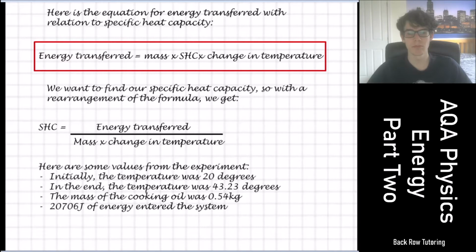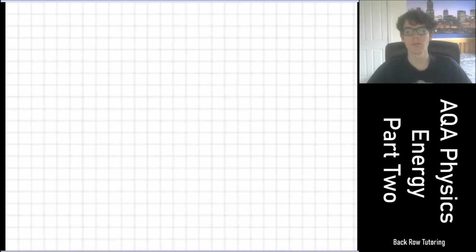And here are some values from the experiment. Initially, the temperature was 20 degrees. In the end, the temperature was 43.23 degrees, and the mass of the cooking oil was 0.54 kilograms. 20,706 joules of energy entered the system. So we're going to plug all those numbers into our formula. We have 20,706 divided by 0.54 multiplied by the difference of 43.23 and 20.